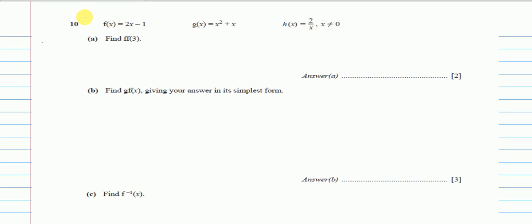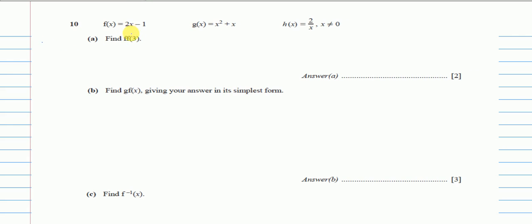Question number 10, which is on functions, is rather easier, or at least I find it easier. In the exam, whenever you see a question which you think is difficult, do not waste time. You can come back to it later, and first solve the ones which you find easier. Okay, so part A, find f of 3.